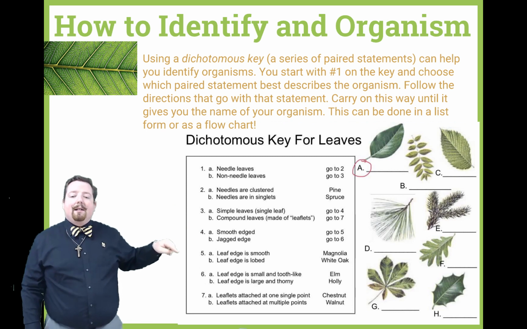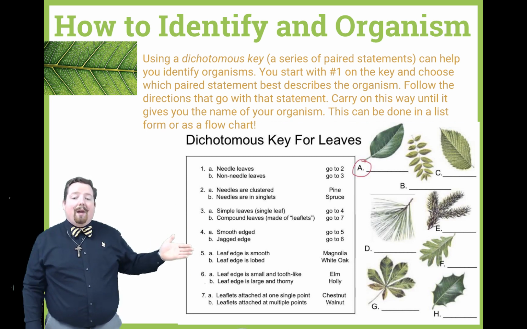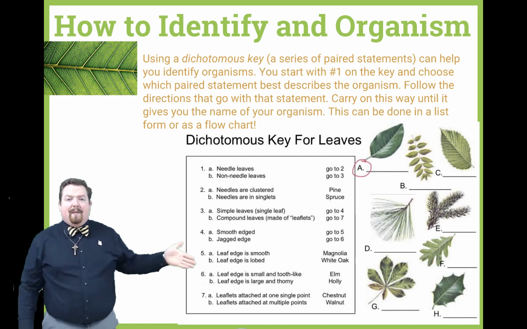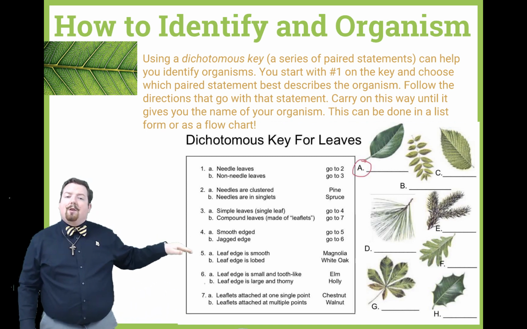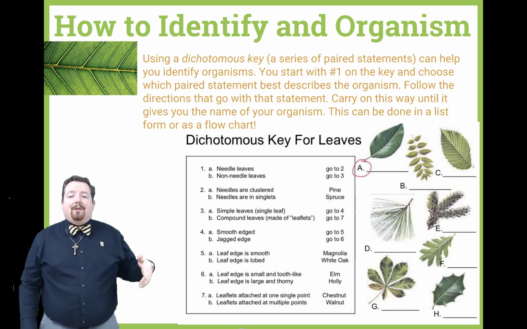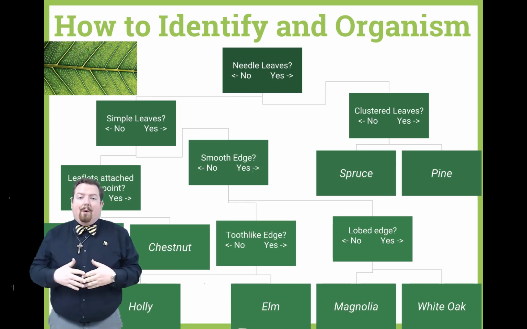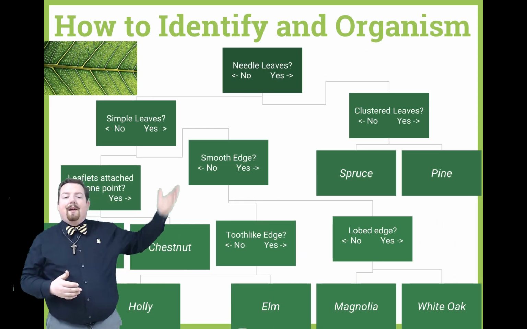We go down there. Does it have a smooth edge or a jagged edge? I would say that's a pretty smooth edge, so go to step 5. And step 5 asks again, is it a smooth edge or are there some jagged parts to the edge? And I would call that a smooth edge, so that must be a magnolia leaf. We could also look at this in a flowchart form. So this says just the same thing that we saw before.